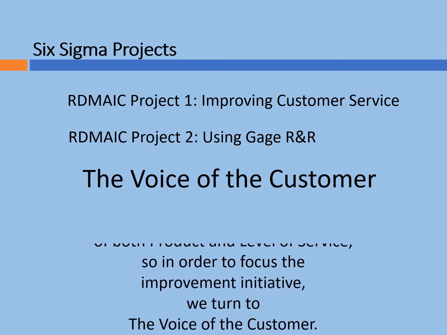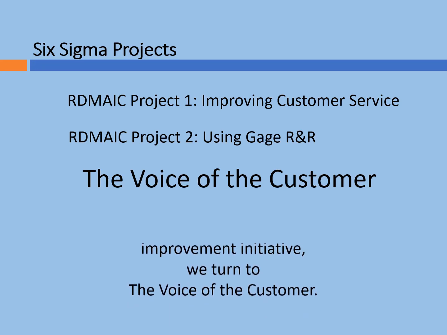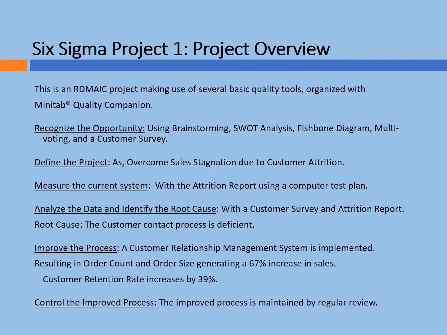So in order to focus the improvement initiative, we turn to the voice of the customer. This is a DMAIC project making use of several quality tools organized with Minitab Quality Companion. First, recognize the opportunity using brainstorming, SWOT analysis, fishbone diagram, multi-voting, and a customer survey. Next, define the project as overcome sales stagnation due to customer attrition. Measure the current system with the attrition report using a data collection plan. Analyze the data and identify the root cause with the customer survey and attrition report. Root cause: the customer contact process is deficient.